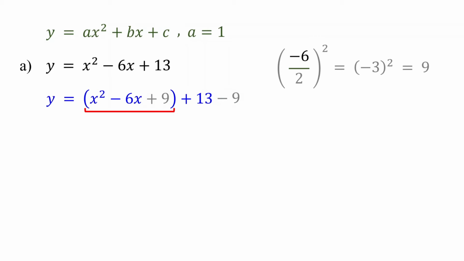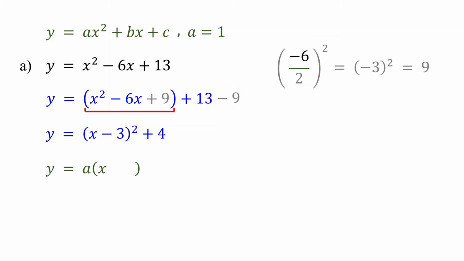The next step is to rewrite the perfect square trinomial as a binomial square, which will be x minus 3 squared. The number in the binomial always corresponds to half of the coefficient of the x term in the perfect square trinomial, which in this case is -3. 13 minus 9 equals 4.